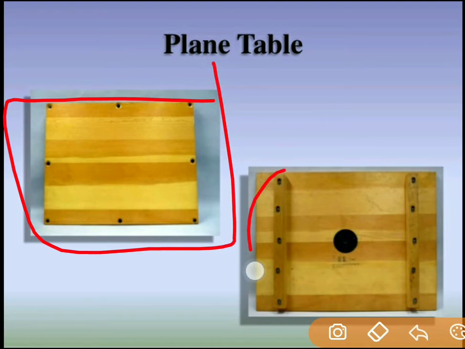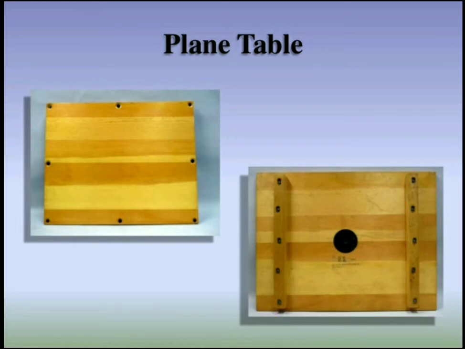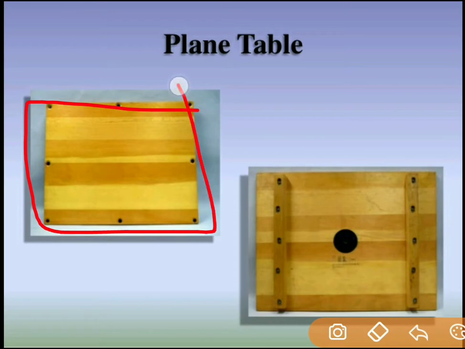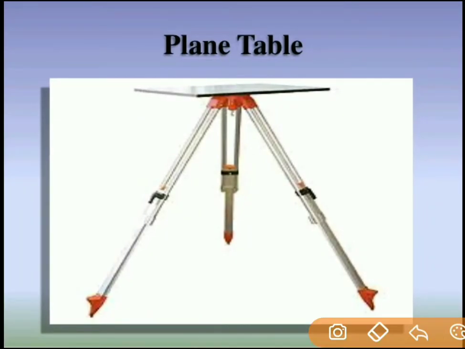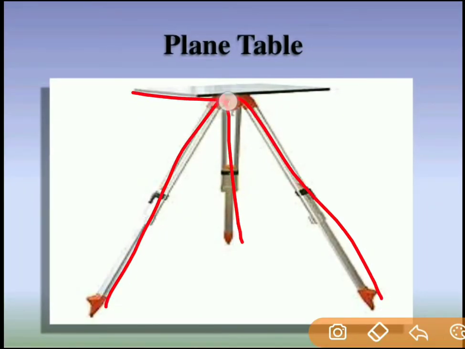Here we have clamps. This is rectangular in shape, 75 by 60. Look here, this is the tripod stand, and this is the plane table.